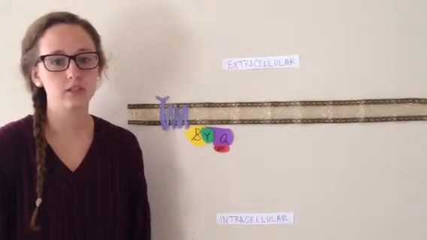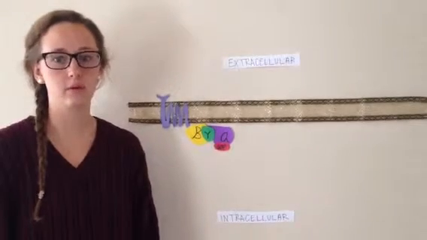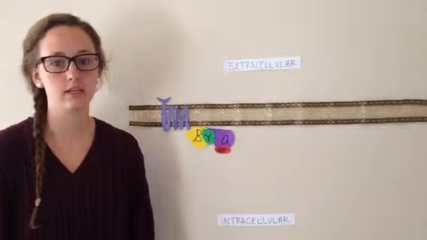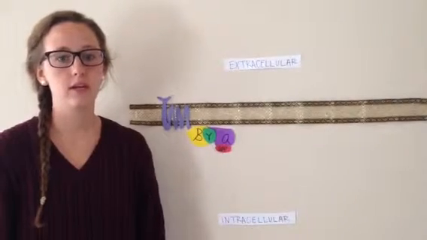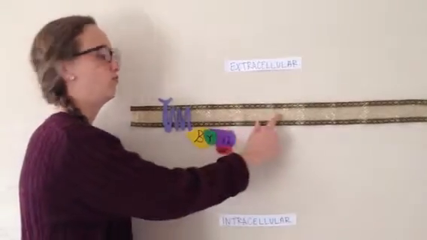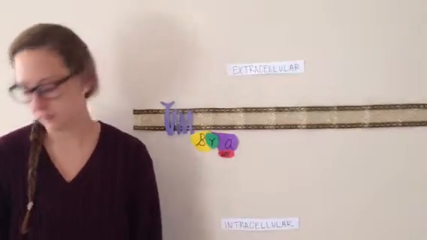The first step in the transduction process involves a ligand. A ligand is a chemical, for example a hormone or a neurotransmitter, that carries a signal from the outside of a cell to the inside of the cell. However, the ligand cannot pass through the hydrophobic region of the plasma membrane, so it uses the help from the G protein.